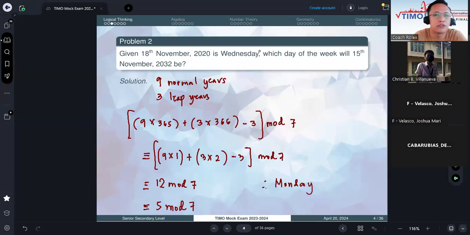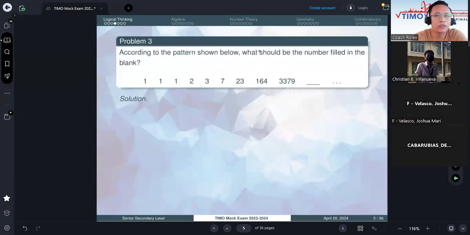So this is for number 2. Now, shall we proceed to number 3? Okay. For number 3, according to the pattern shown below, what should be the number filled in the blank? Okay. Now, look at this fourth number here, the fourth one.